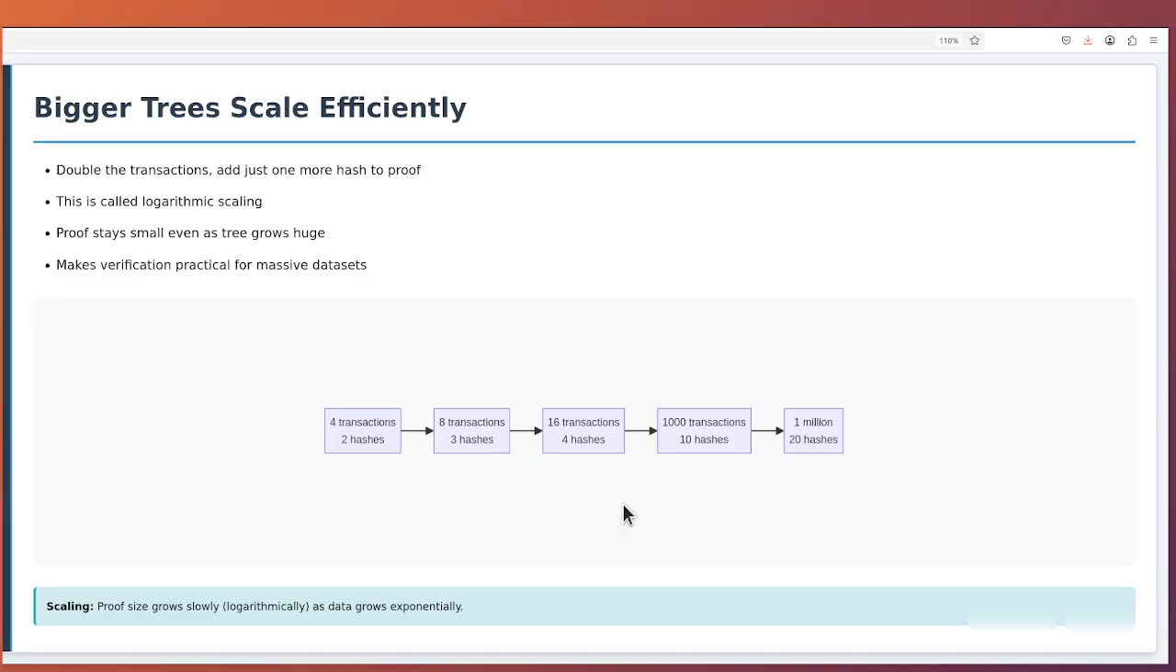For 1,000 transactions, you need 10 helper hashes. For 1,000,000 transactions, 20 helper hashes. For 1 billion transactions, 30 helper hashes. The proof stays small even as the tree grows huge. This is the fundamental efficiency that makes Merkle trees so powerful.